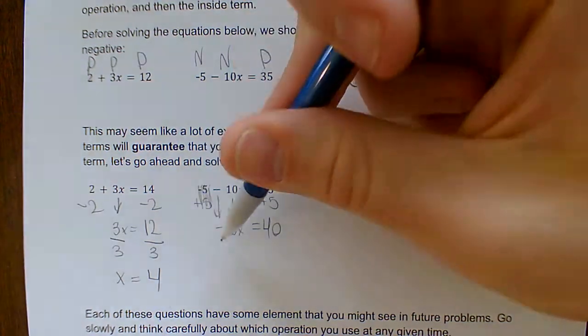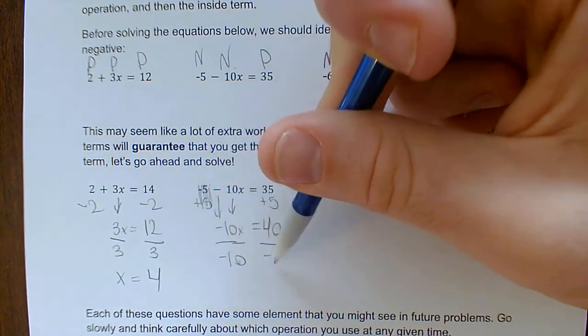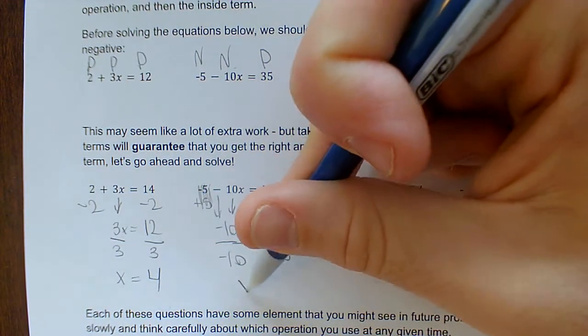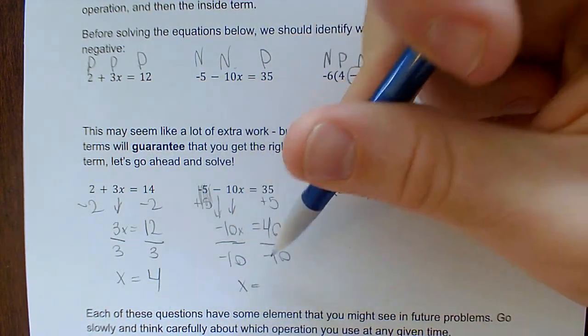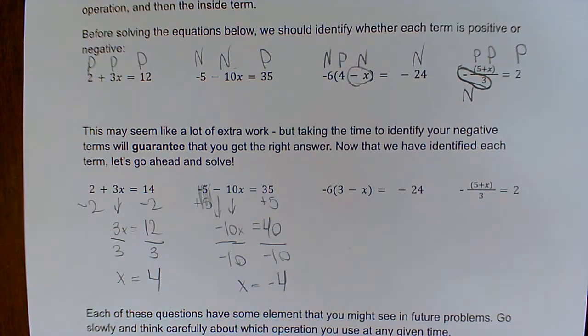So, I divide both sides by negative 10. That leaves me with x. I have 40 divided by negative 10. That's going to give me a negative 4. Alright, going to keep on going.